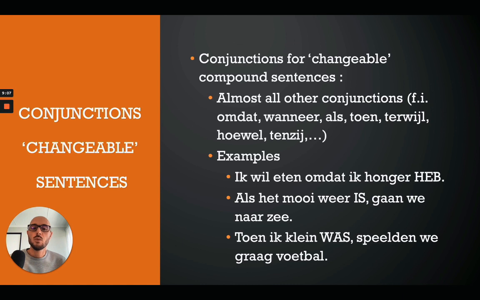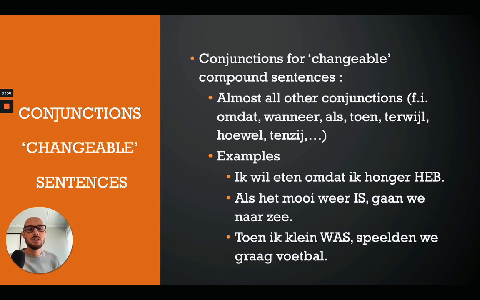Als het mooi weer is. So now we start with our subclause. Als is our conjunction, which means if. So literally, if it nice weather is, if it's nice weather, but in Dutch we say if it nice weather is. So that is your subclause. So your finite verb is going all the way to the end.